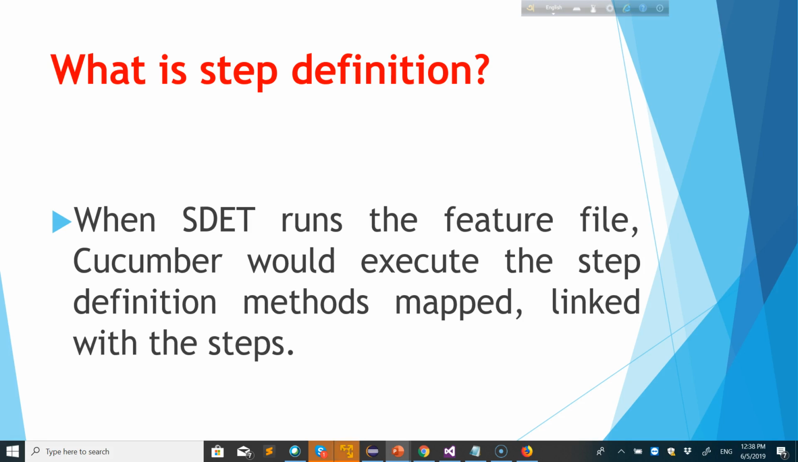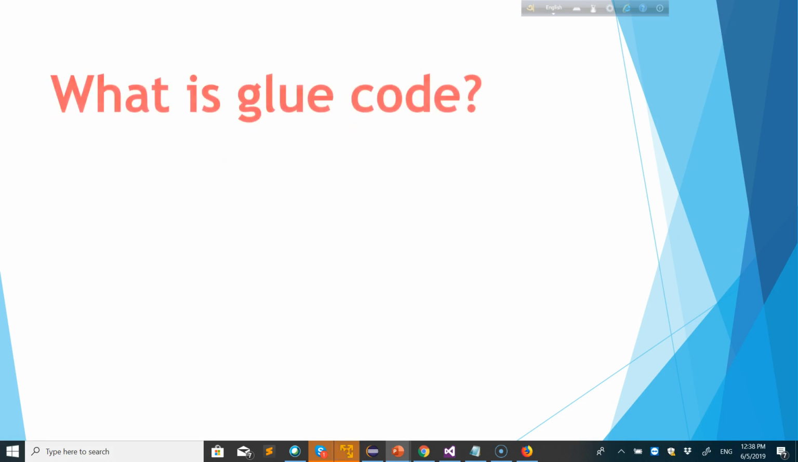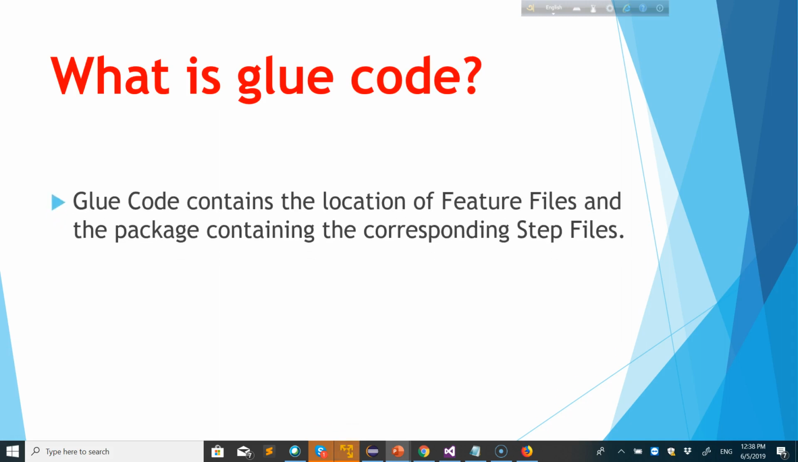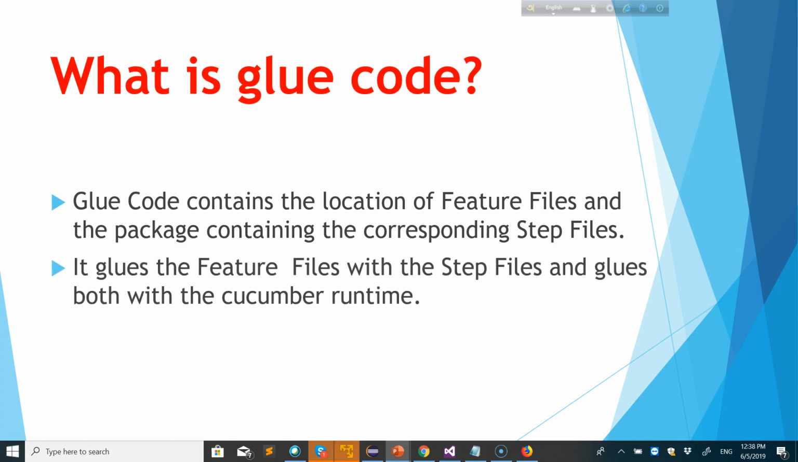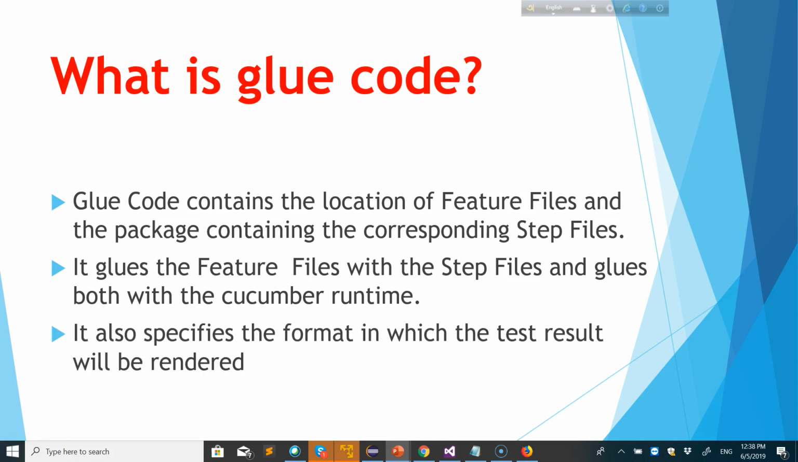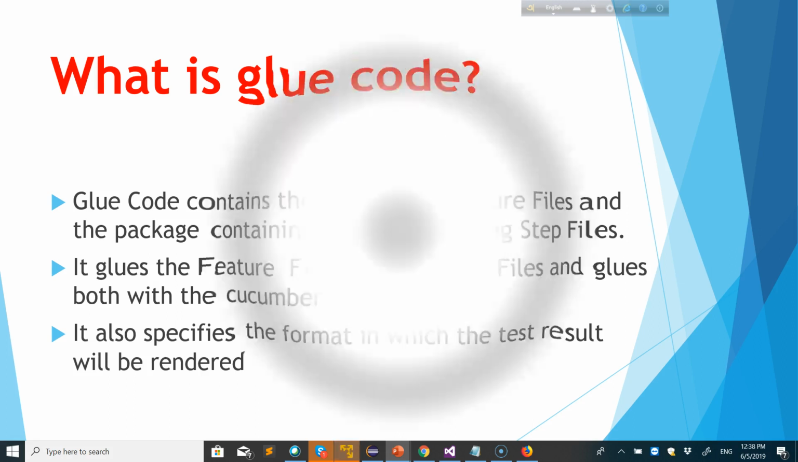with the steps. Okay, now we have to know what is the glue code. Glue code contains the location of feature files and the package containing the corresponding step definition files. All right, and it glues the feature files with the step definition files and glues both with the Cucumber runtime. It also specifies the format in which the test results will be rendered.